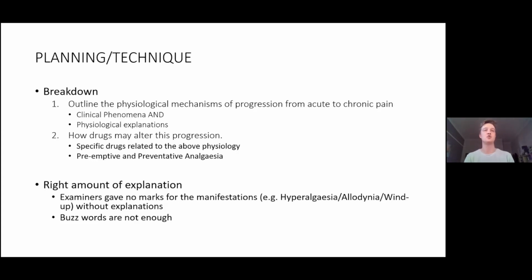And then in terms of how drugs can alter the progression, where possible, I've tried to provide you with some drugs along the pathway for you to think about, but also these general concepts of preemptive and preventative analgesia, which certainly relate to chronic pain transition.